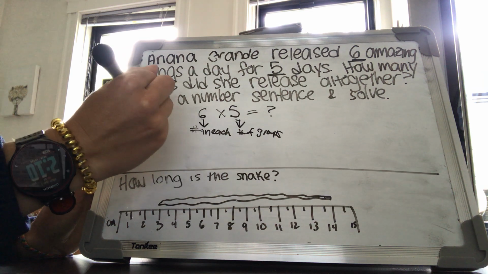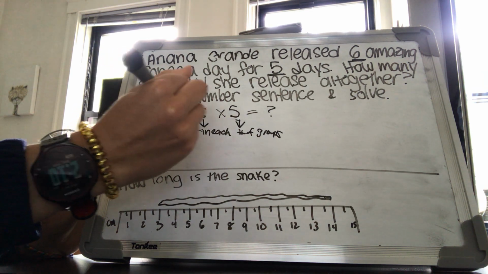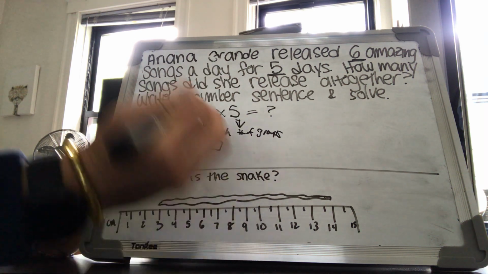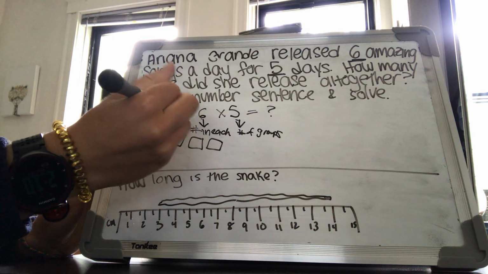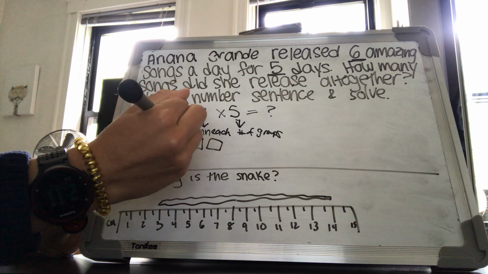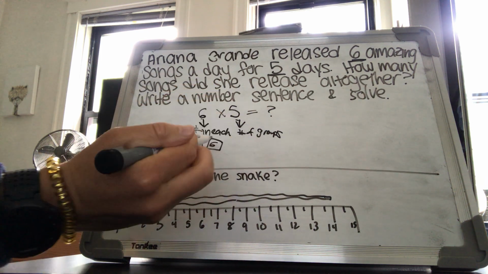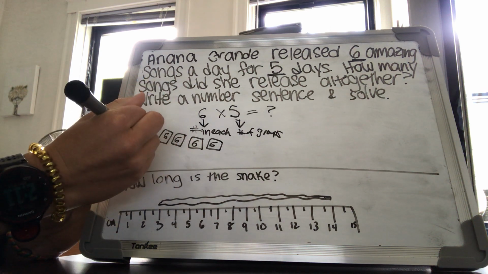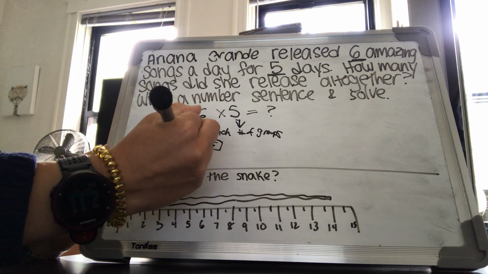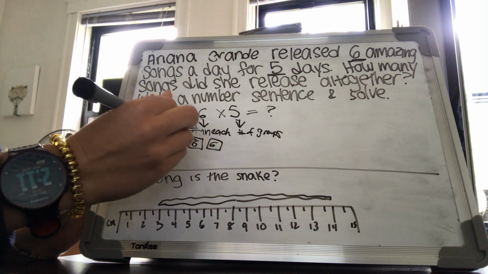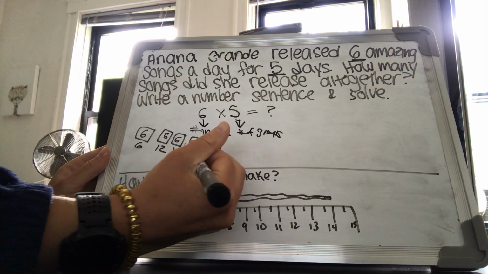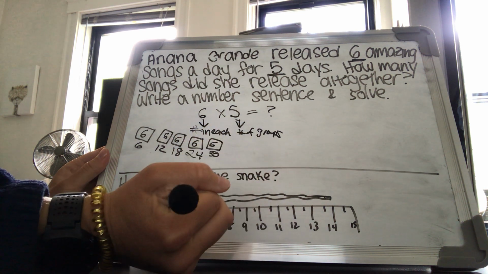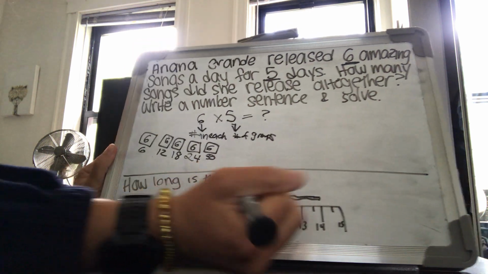I can draw 5 groups. 1, 2, 3, 4, 5. And then in each group, I'm going to put 6 because I know that she released 6 songs per day. 6, 6, 6, 6, 6. So I have 5 groups of 6, which is exactly what I wanted to do. Now I'm going to add them all up. 6, 12, 18, and then 18 plus 6, well, 18 plus 2 is 20, then 4 more is 24, and 4 plus 6 is 10, so that would equal 30. So my answer is 30.